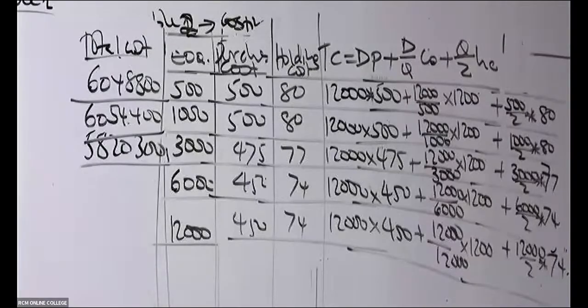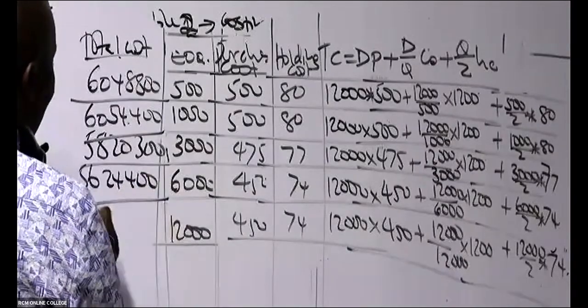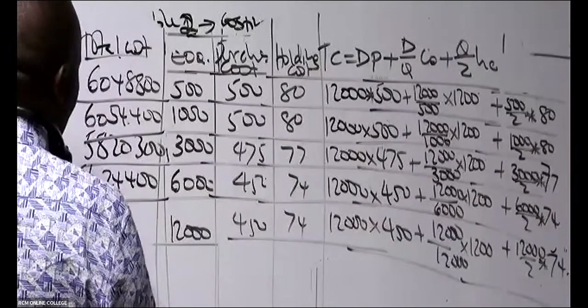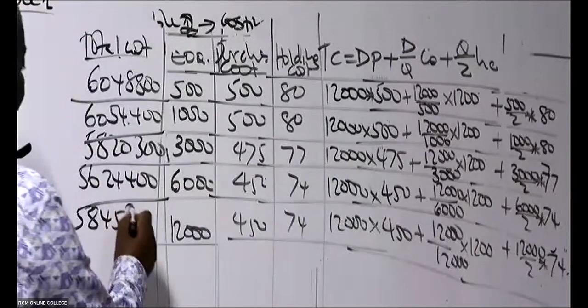So I'm waiting for the fourth figure. 56,24,400. The last one is 58,45... 58,452,00.